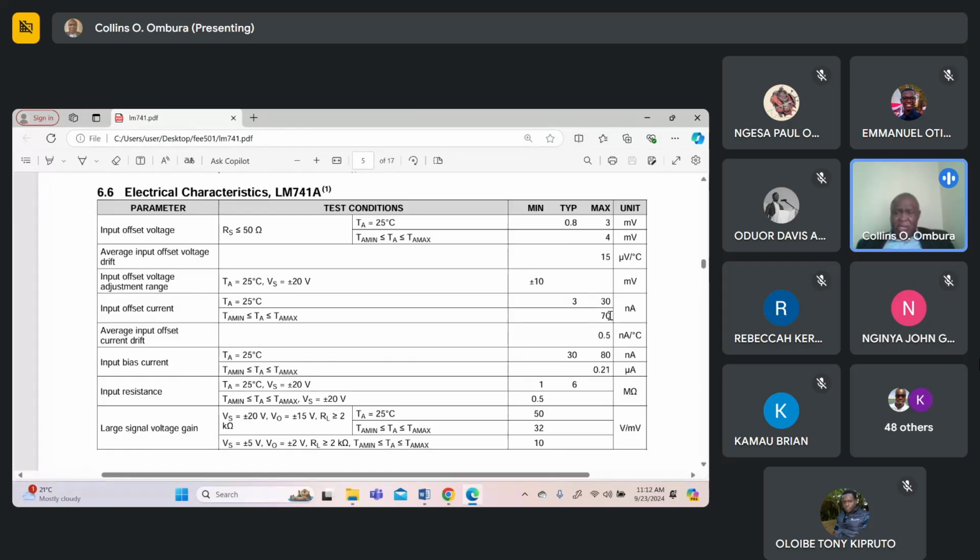So it means that if you have a source resistance, that resistance times 79 amperes will give you the voltage going into your op-amp.